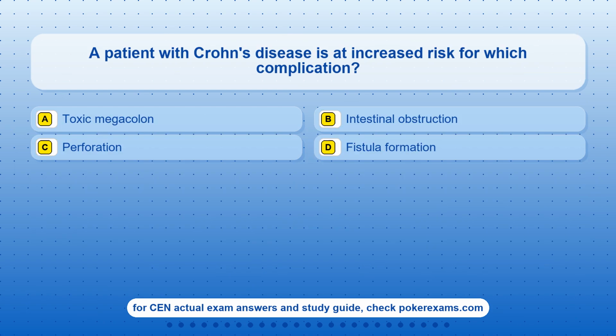Question 16. A patient with Crohn's disease is at increased risk for which complication? Option A, toxic megacolon. Option B, intestinal obstruction. Option C, perforation. Option D, fistula formation.